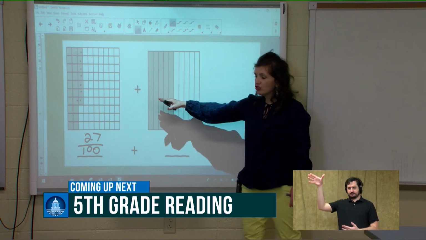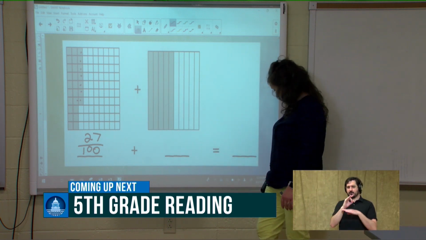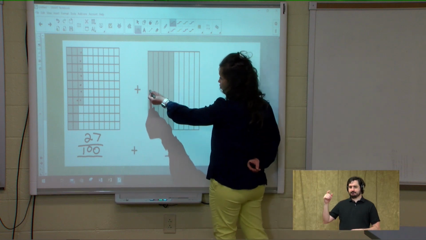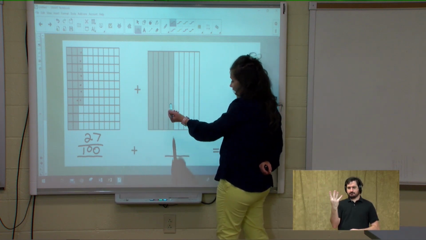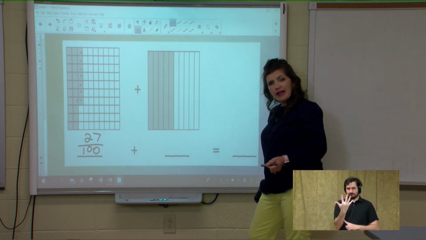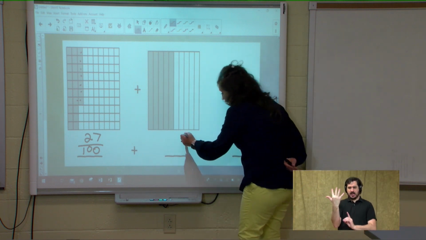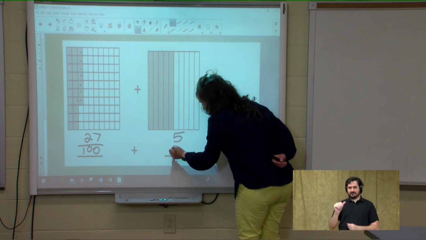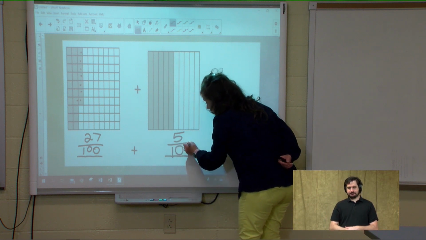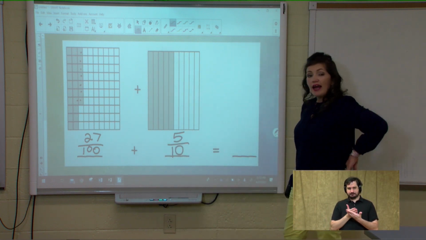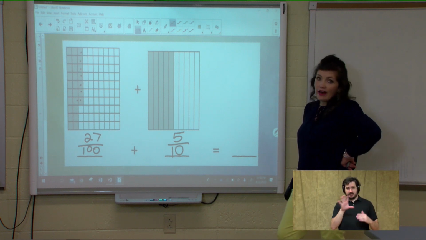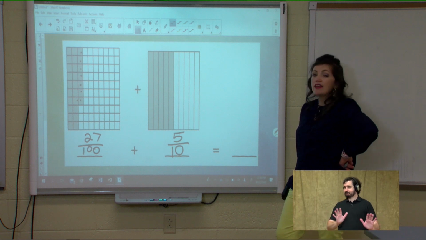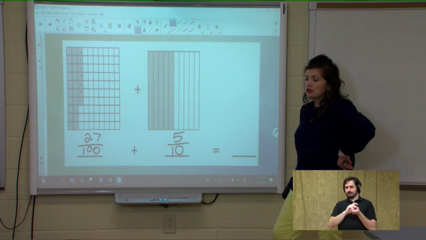So now let's look at my shaded portion over here. What would my fraction be? Well, let's count. 1, 2, 3, 4, 5. And what would my denominator be? 5 tenths. All right. Now, can I add 27 hundredths and 5 tenths? Nope, not yet.